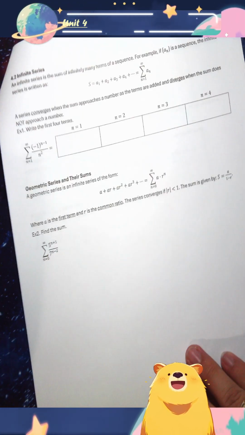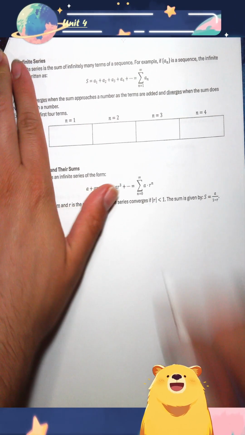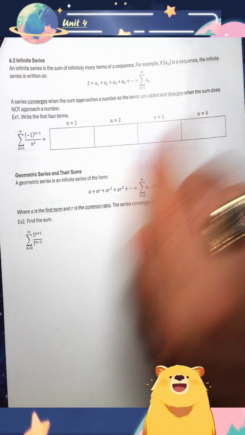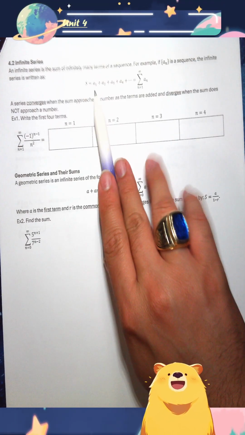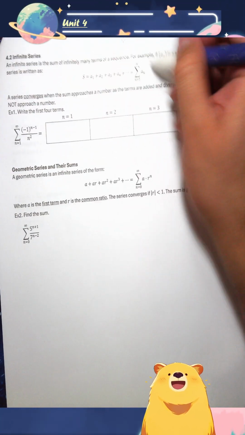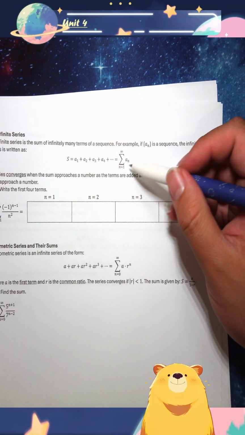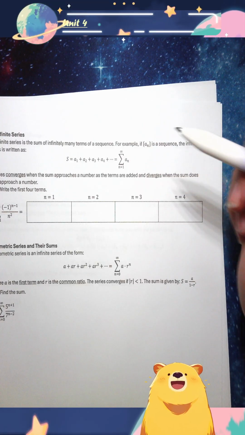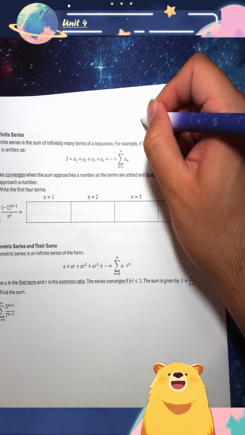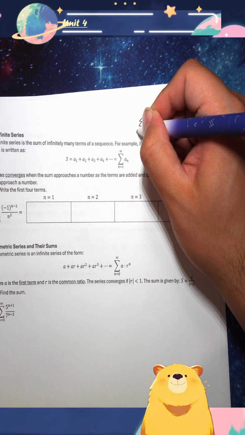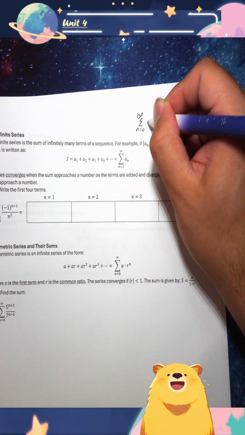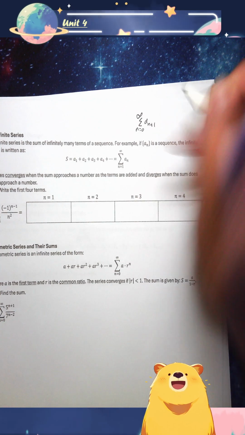4.2, an infinite series. An infinite series is the sum of infinitely many terms of a sequence. For example, if a_n is a sequence, the infinite series can be written as a1 plus a2 plus a3 plus dot dot dot, and it's either notated with this S or with this actual sigma notation, where n goes from 1 to infinity. And again, I'm telling you right now, some of your homeworks are trick questions where it starts you off as n is equal to 0, but then you'll have a n plus 1 or something like that.